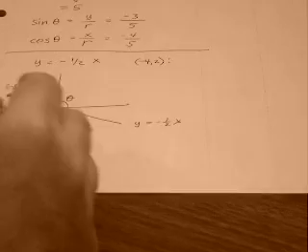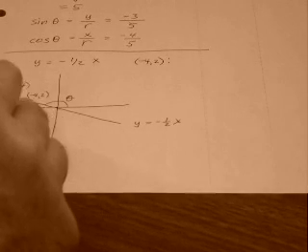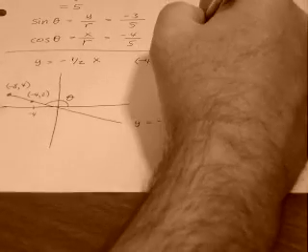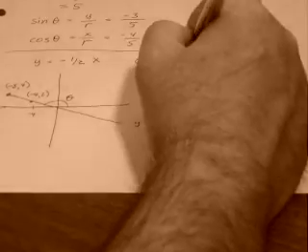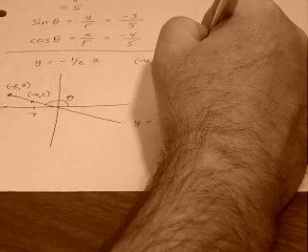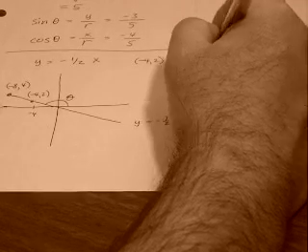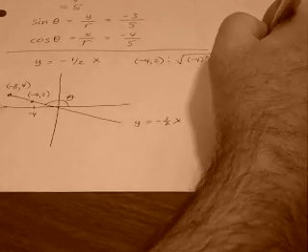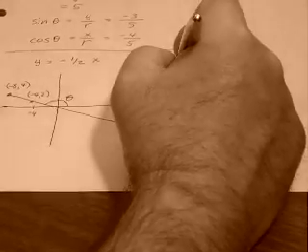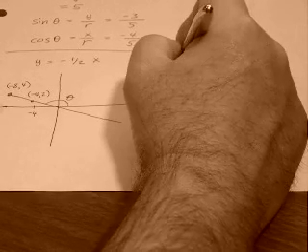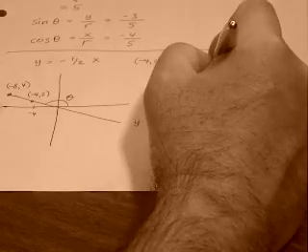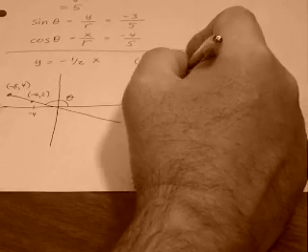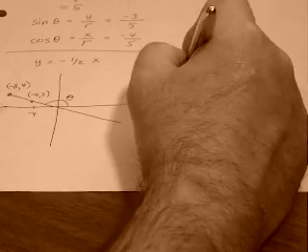So what's r then? r would be the distance from the origin to that point. So r would equal the square root of x squared plus y squared. So r would be the square root of negative 4 squared plus 2 squared, and that's equal to the square root of 20, which is equal to 2 square root of 5.